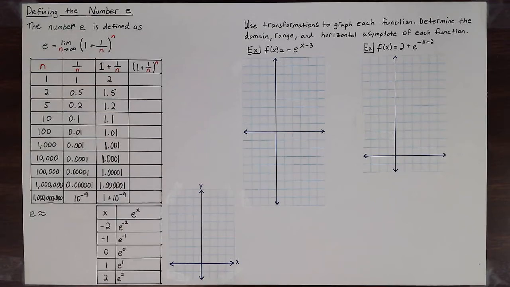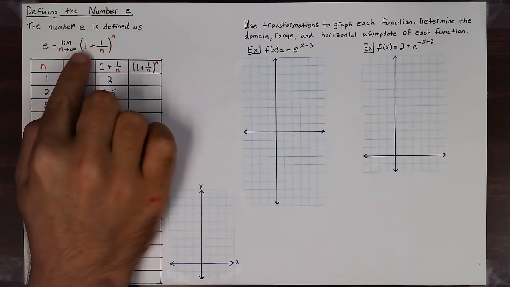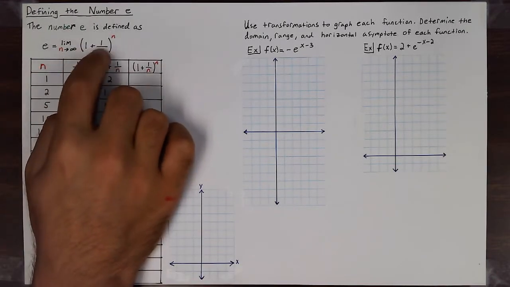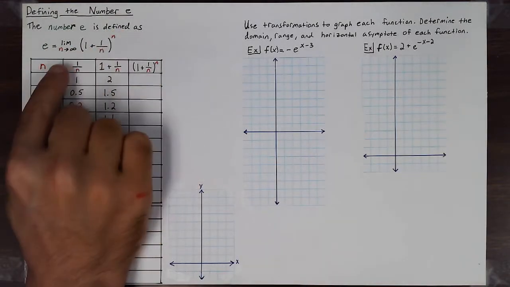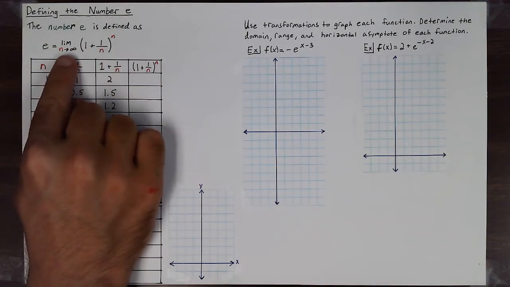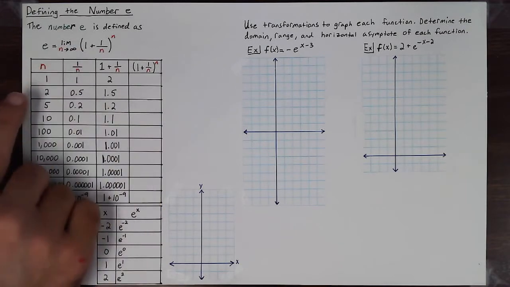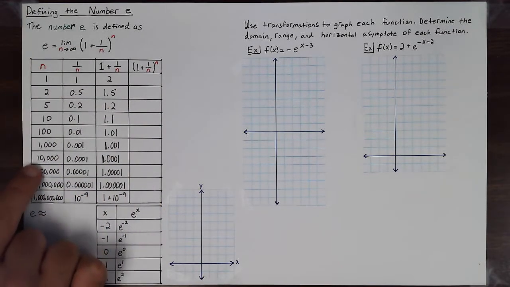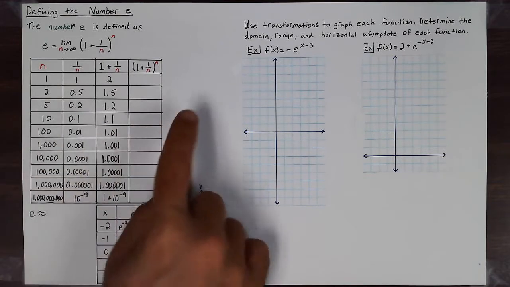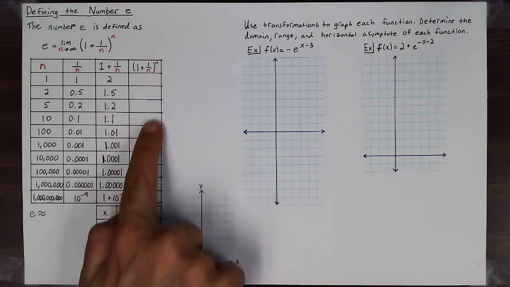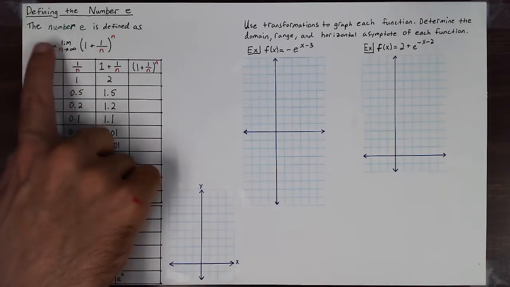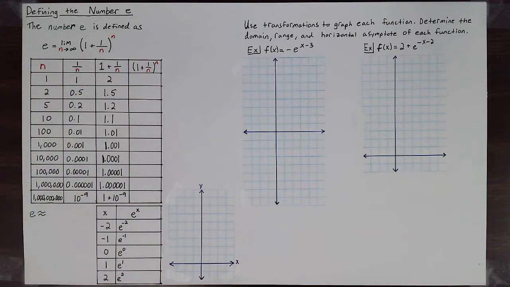In this video, we're going to learn how to define the number e. E is a very particular number defined by the expression (1 + 1/n)^n, but for the largest values of n. So as n approaches infinity, meaning n gets bigger and bigger, whatever the value of that expression approaches is the value of e. So let's go through this little table so you can see how you define this number.